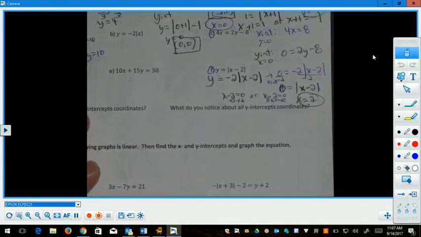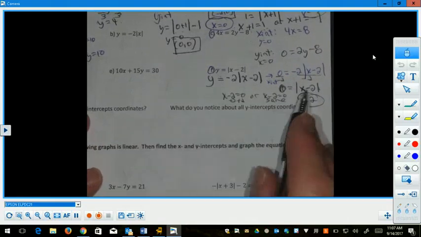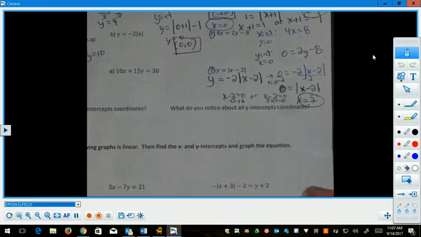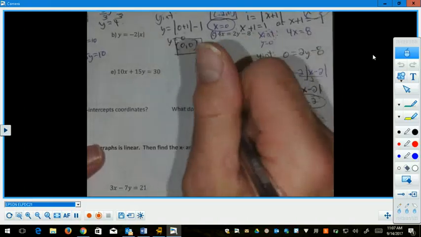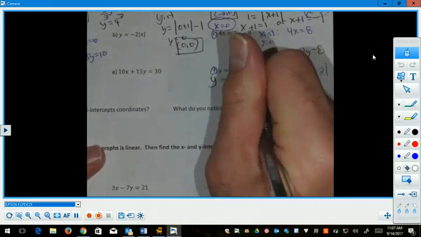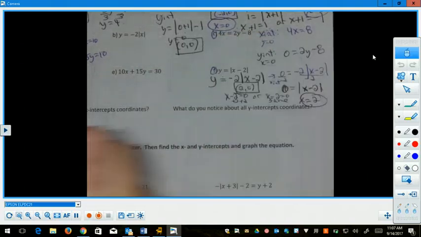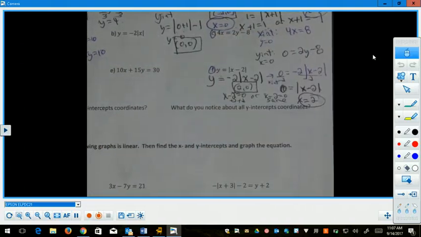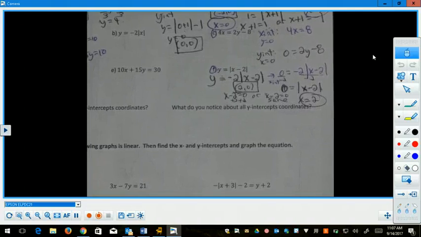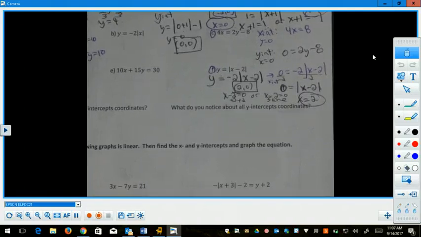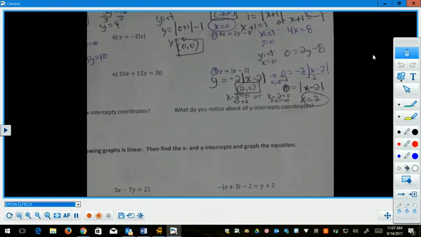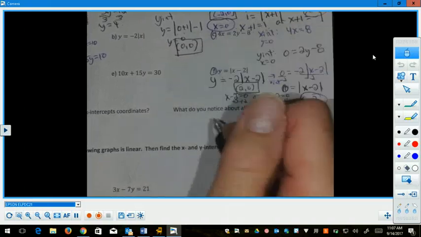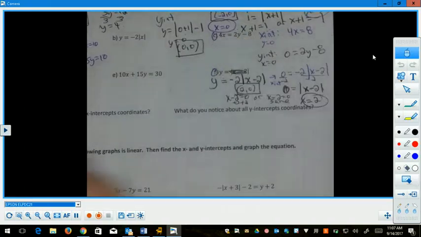Does this one have 2 solutions? No. I would have split it, but because it was 0, it just has 1. So this is (2, 0) for my x-intercept when I go to graph it. Yes? The question was, y equals x minus 2, how'd you get the extra negative 2? I changed the equation. I asked you guys to change the equation.